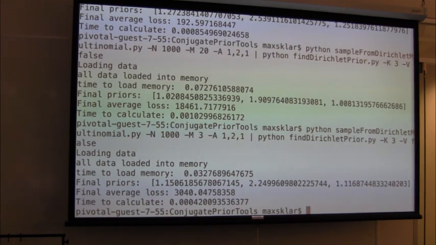And notice how fast it is. Basically, it builds that matrix, and once you have that matrix, it's really, really fast. So that's what I worked on.